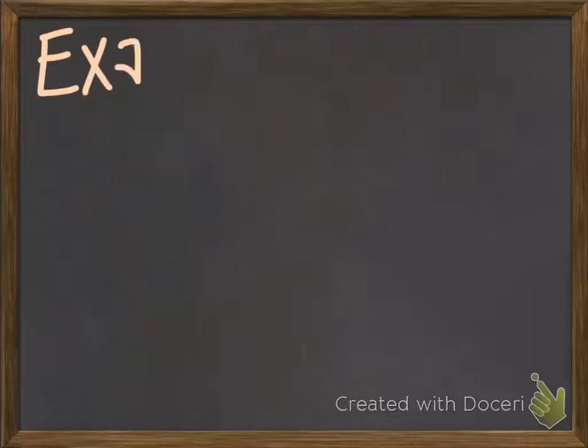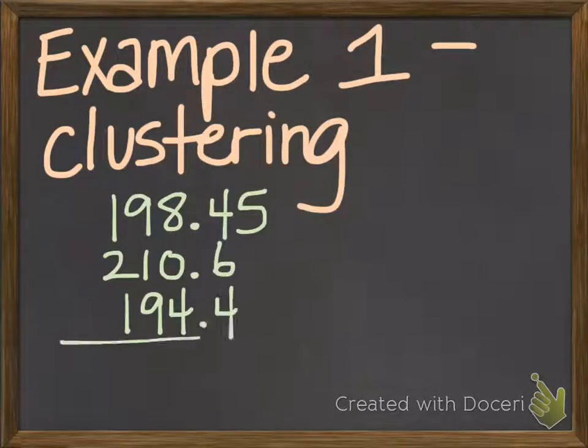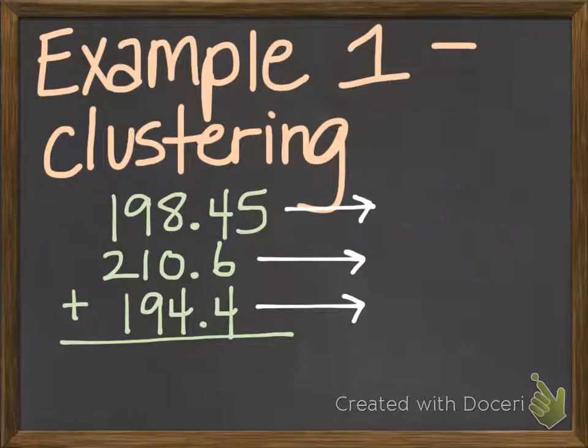Okay, let's look at example 1. Example 1, this is from the book, it deals with clustering. We have 198 and 45 hundredths plus 210 and 6 tenths plus 194 and 4 tenths. I don't want to add these up because I want to make my life easier. I want to make it fast. So I'm going to choose the same number to round these to.